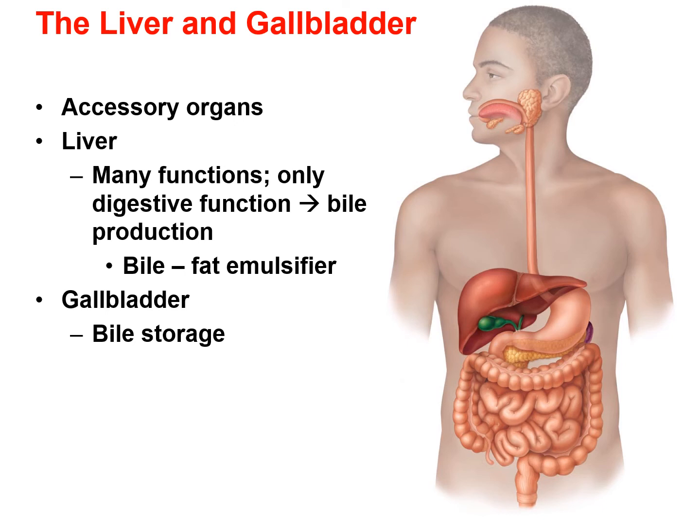The other accessory digestive organ we need to worry about is your gallbladder. The gallbladder is going to have one job and one job only, and that is to store bile. It is not going to be able to produce bile. It is just going to be a sac or a bag that is going to store the bile that is produced by your liver.